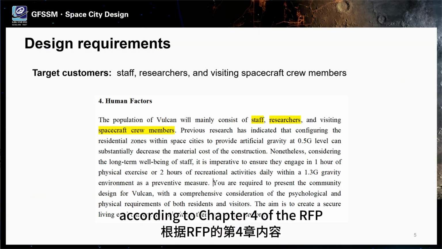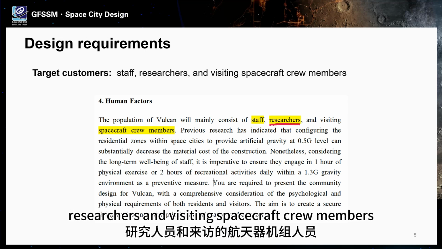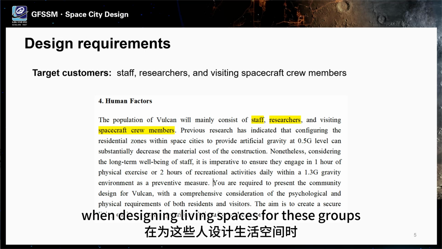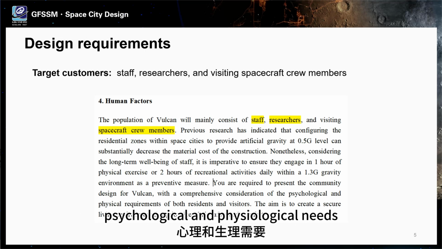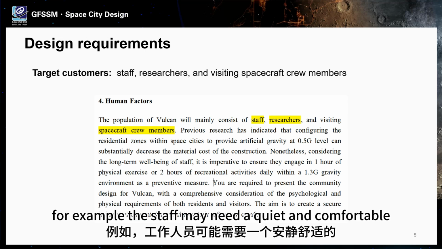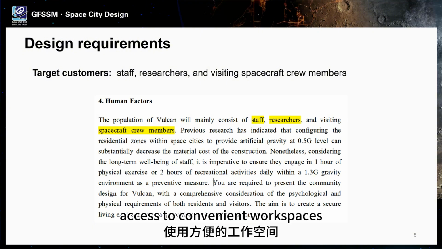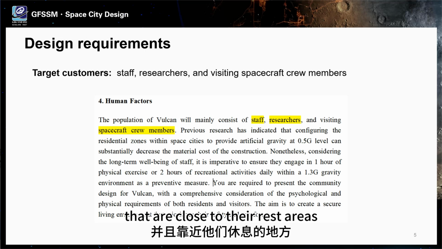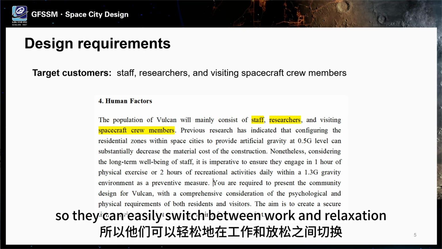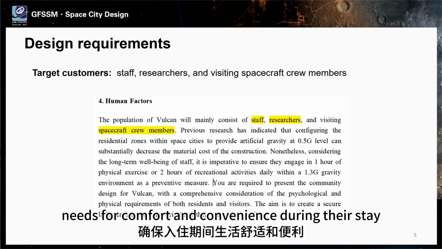According to Chapter 4 of the RFP, the primary residents of the space city will be staff, researchers, and visiting spacecraft crew members. When designing living spaces for these groups, we need to consider both their psychological and physiological needs. For example, the staff may need a quiet and comfortable environment for rest, while researchers may need access to convenient workspaces that are close to their rest areas, so they can easily switch between work and relaxation. Visitors will need temporary living spaces that meet their needs for comfort and convenience during their stay.